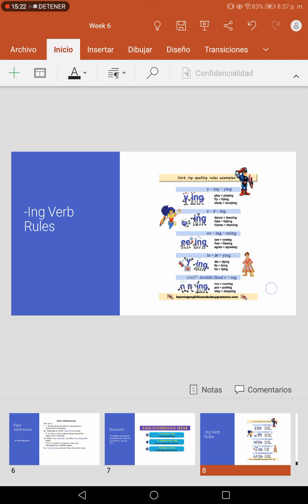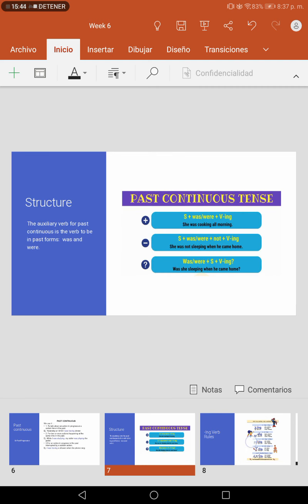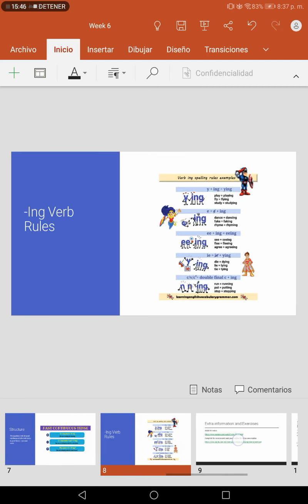And finally, when we have consonant, vowel, consonant, we're going to double the last consonant. Cuando tenemos consonante, vocal, consonante, vamos a repetir la última consonante y vamos a doblar ese sonido. Run, running. Put, putting. Stop, stopping. Don't forget it. Que no se les olvide estas reglas del ING.